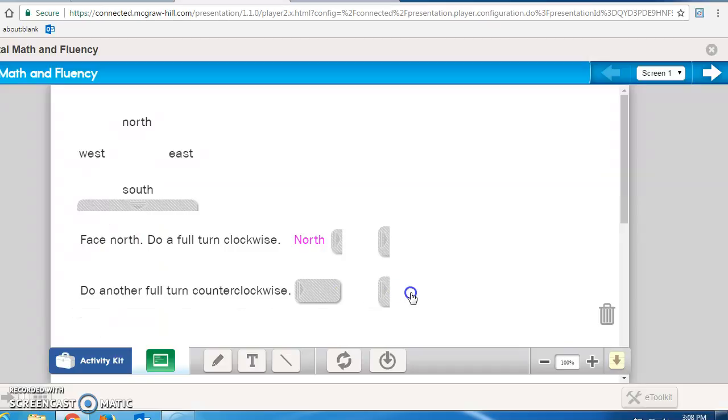Now, I want you to do another full turn and turn counterclockwise. What direction are you facing? That's right, you should be facing north again. Counterclockwise, if you face north, then next you would face west towards Dyersville, south towards Cascade, east towards Dubuque, and then back to north again. That is a full turn.